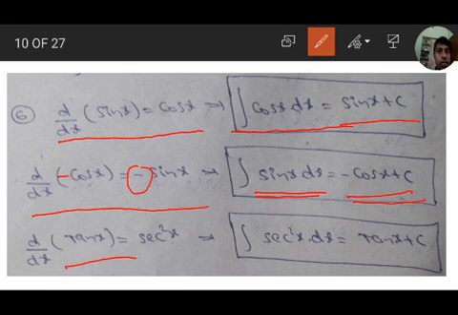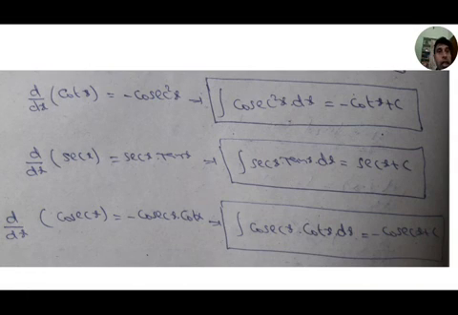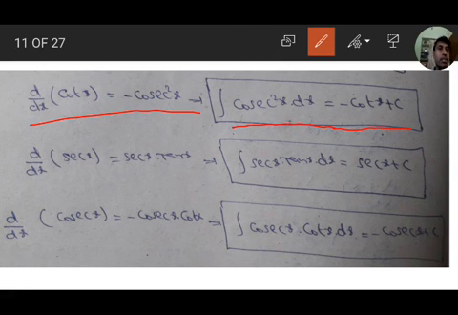And derivative of tan x is sec square x. Therefore, integration of sec square x dx equal to tan x plus c. Derivative of cot x equal to minus cosec square x. Therefore, integration of minus cosec square x dx equal to minus cot x plus c. This minus goes to this side, it will be minus cot x plus c.